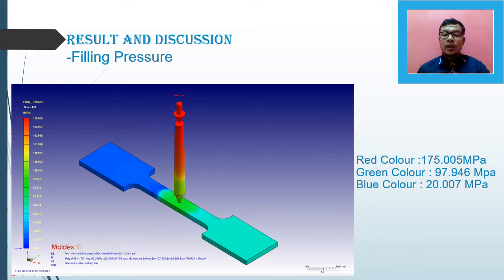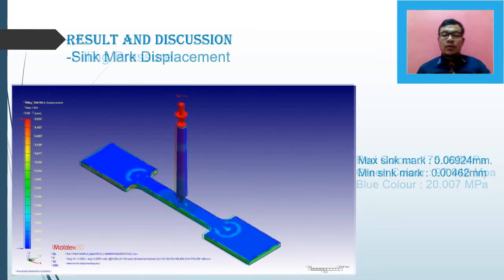For the filling pressure in the simulation, the maximum filling pressure happens in the sprue, which is 175.005 megapascal, indicated in red color. The green color filling pressure value is 97.946 megapascal, happening in the middle of the dog bone, and the lowest filling pressure happens in the left side of the dog bone, which is 20.007 megapascal.